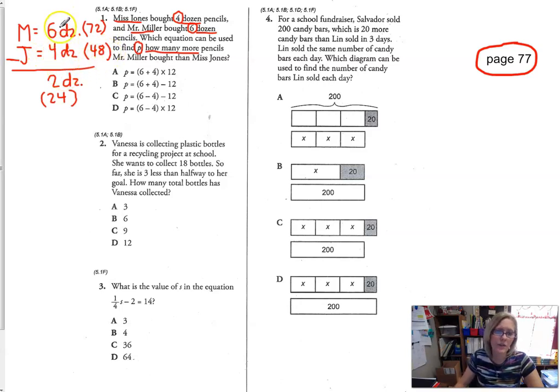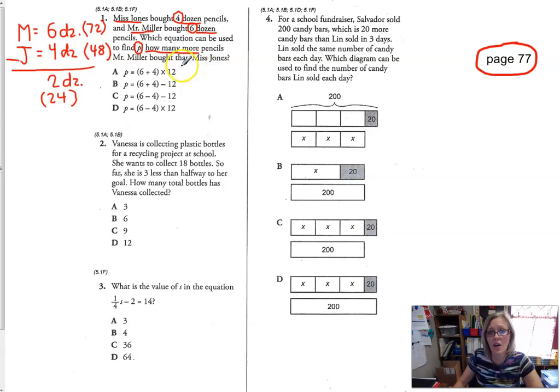And so if I want to know the difference, I did want to subtract because it says how many more. Well, how many more did he buy? He bought 2 dozen more than her. And so I wanted to know what that was, just kind of in the back of my head, and that's 24. So let's look over here.